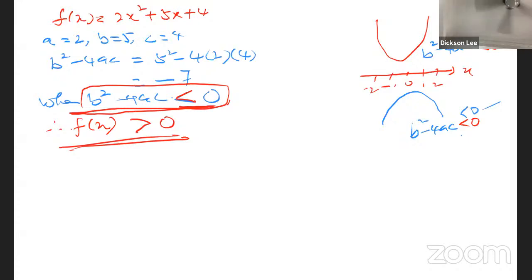Not when, sorry, I used the wrong word. You don't say when. You say since. Oleh sebab b kuasa 2 tolak 4ac kurang daripada kosong ataupun sifar, maka f(x) adalah sentiasa positif. This question, pay attention. I told you already, a lot of people make mistakes. They say negative, they say positive, we also put it's negative.